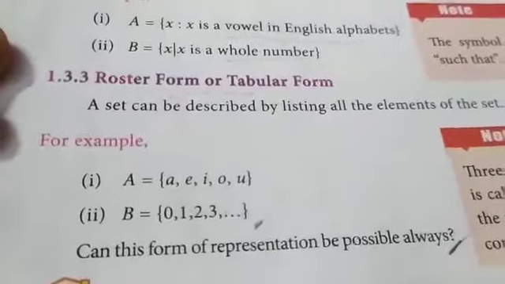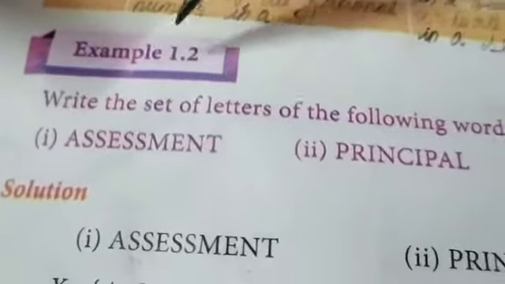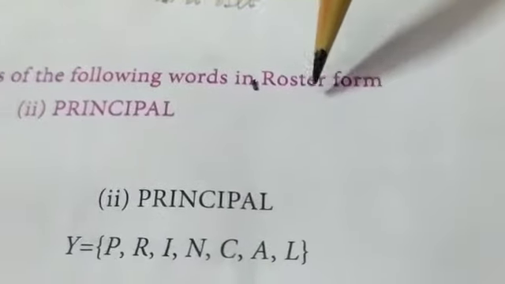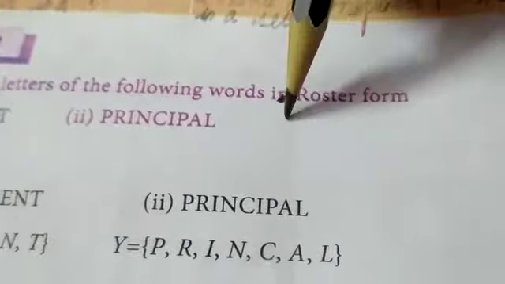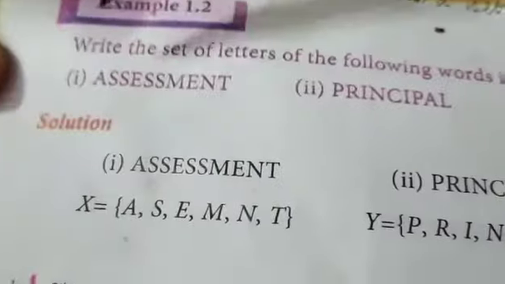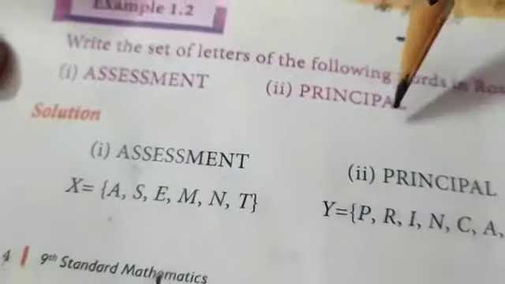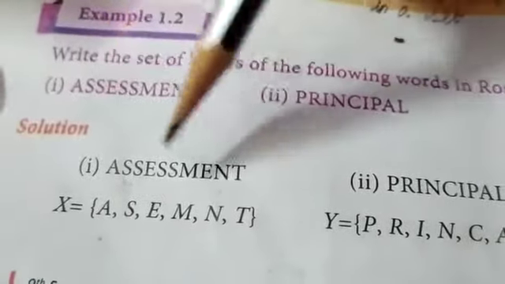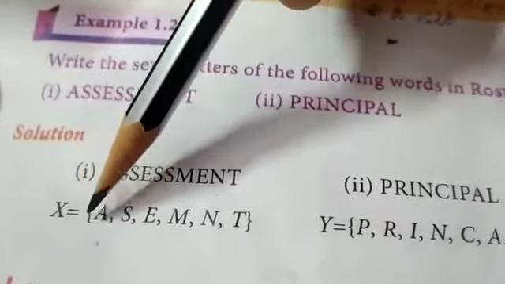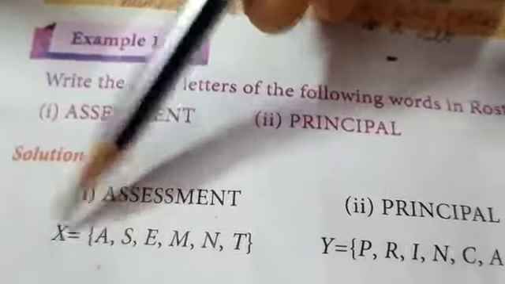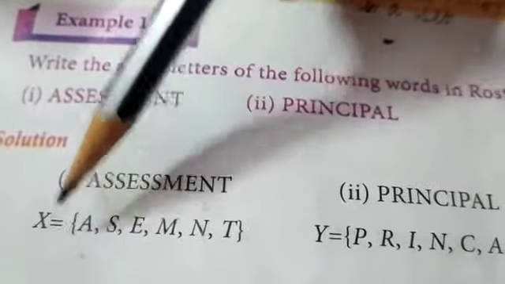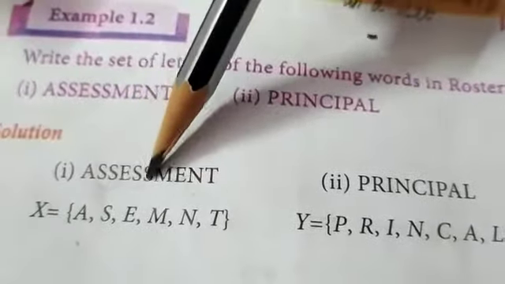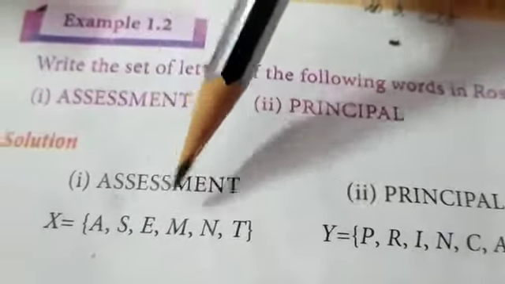So let me go to example number 1.2. Write the set of letters of the following words in roster form. It is given to write in roster form. First one is given assessment and second one is given principal. So in assessment we are representing it as a set X. So our curly brackets are on, and first we are writing A here. Then S is 4 times. S is represented 4 times in assessment.